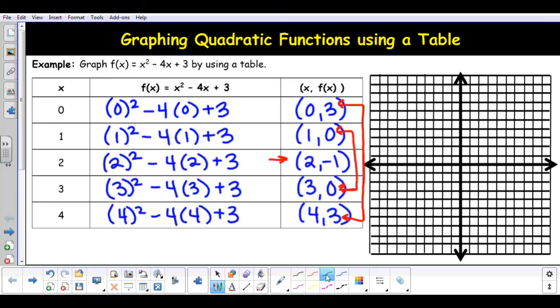If you do not achieve that symmetrical look, then we plugged something in wrong or we typed it in the calculator wrong. So make sure that you're doing those accurately. Now that we have our 5 points, we will plot them on our grid.